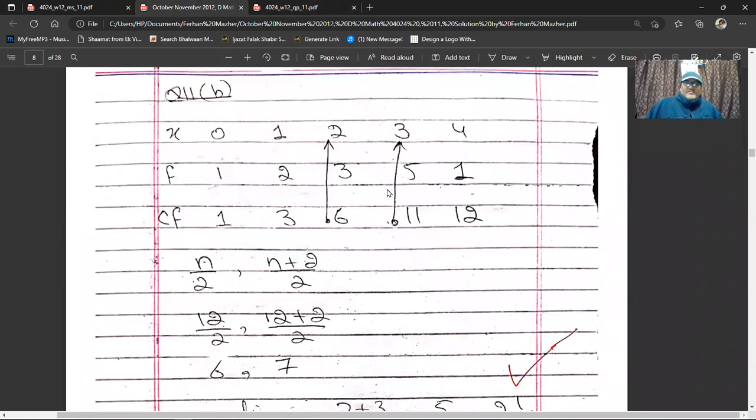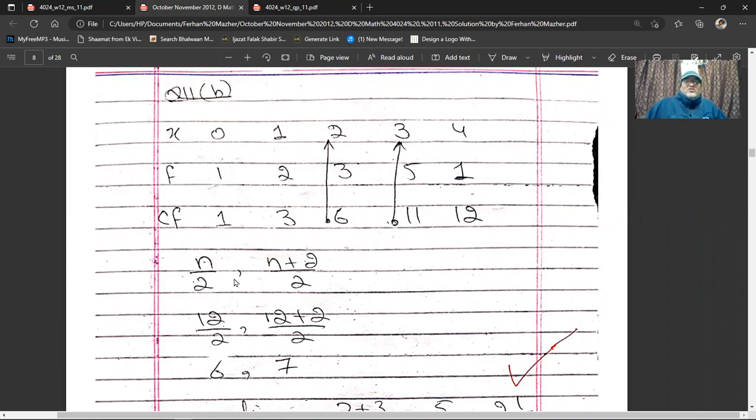So I have written that table again. The cumulative frequency, the first frequency will be as it is. Then 1 plus 2, that will be 3. 3 plus 3, that will be 6. 6 plus 5, that will be 11. 11 plus 1, that will be 12. So this last number is an even number. If you have an even number, the median means the number which is in the center, in the middle of the data. So 12 means that there will be two numbers in the middle.